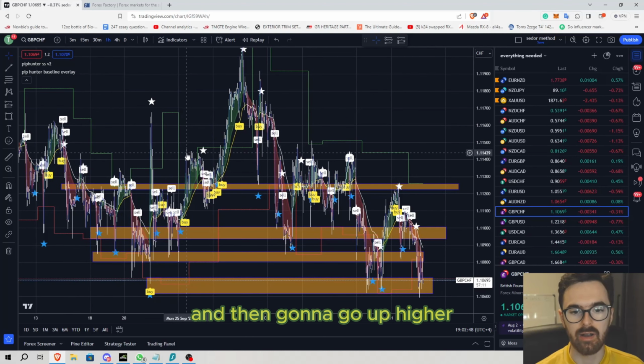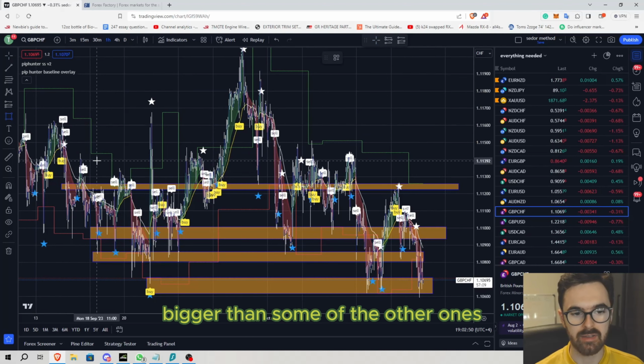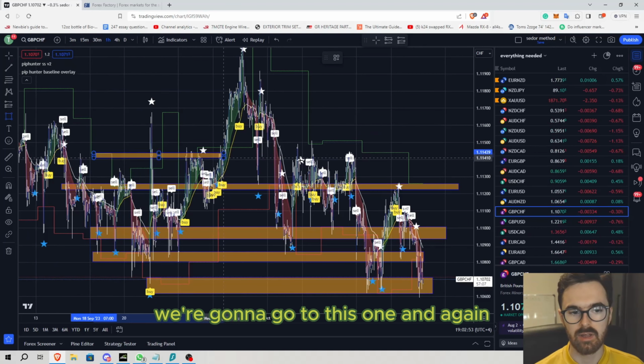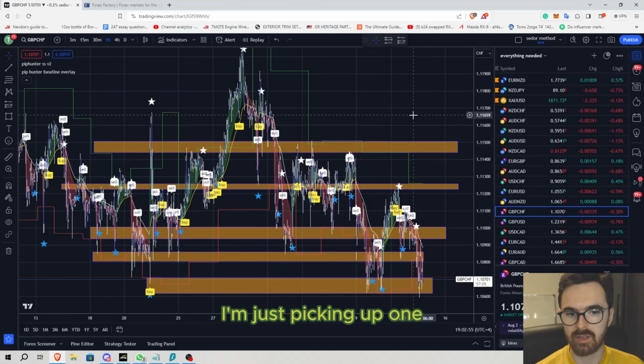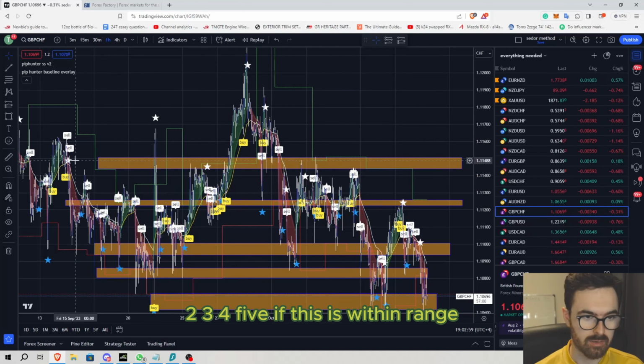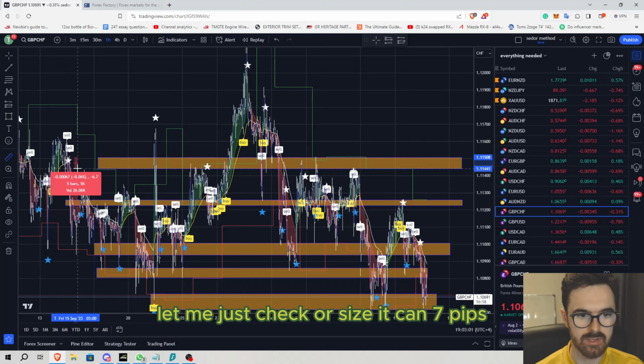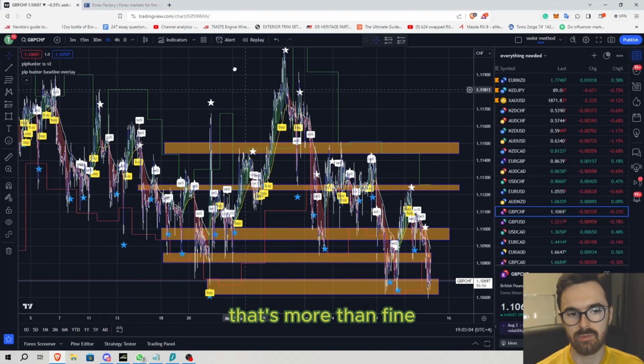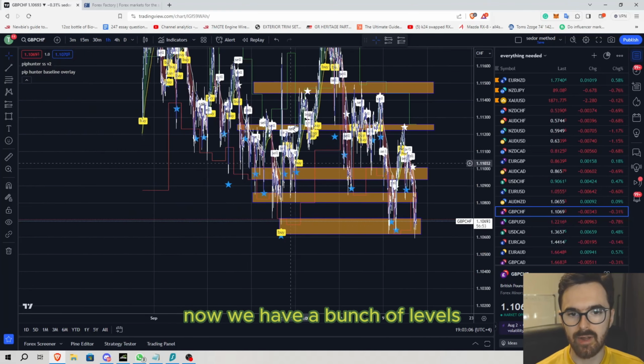We're then going to go up higher. You can see that this gap is a little bit bigger than some of the other ones. So we're going to go to this one, and again, I'm just picking up 1, 2, 3, 4, 5. If this is within range, let me just check our sizing. Again, 7 pips, that's more than fine. Now we have a bunch of levels.